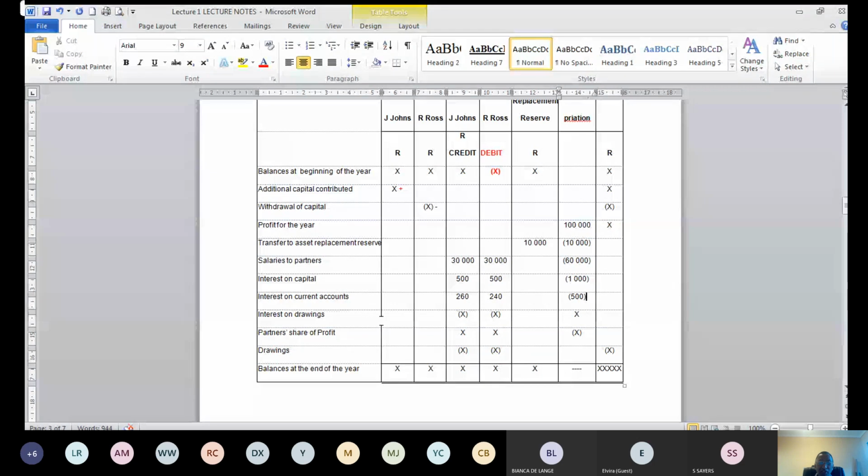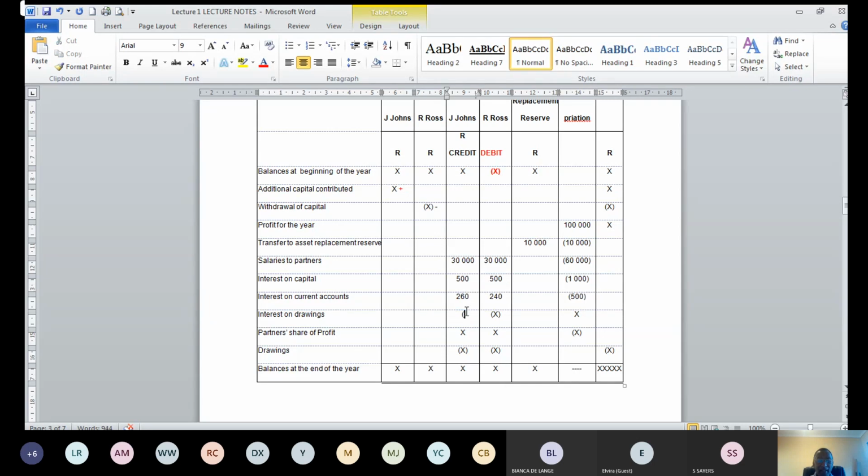Now, what happens if you charge interest on drawings? In the case of interest on drawings, the business is charging the partners because they have taken out drawings during the course of the year. And we will normally charge them interest on drawings, but this is only if it is in the partnership agreement. So interest on drawings is something that we charge them and their current account will actually decrease.